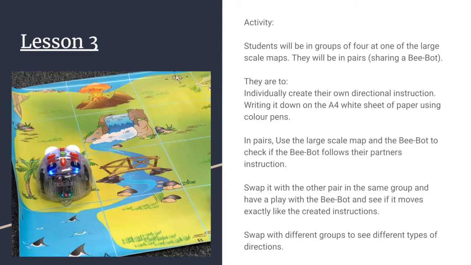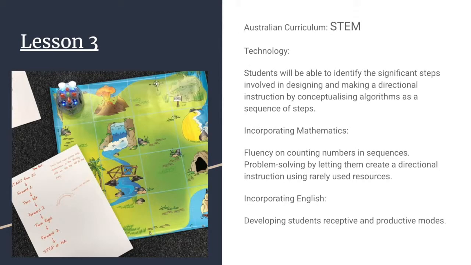This hands-on multisensory activity expands their mathematics fluency towards counting numbers in sequence and developing their problem-solving skills by having them create an instructional direction using rarely used resources. Throughout these 3 lessons, students learn and apply appropriate language features to carry out the activity, for example, using directional terminology. When carrying out these activities, students are developing their receptive mode by listening to others when taking part in conversation, as well as a productive mode when interacting in pairs, group, and class discussion.